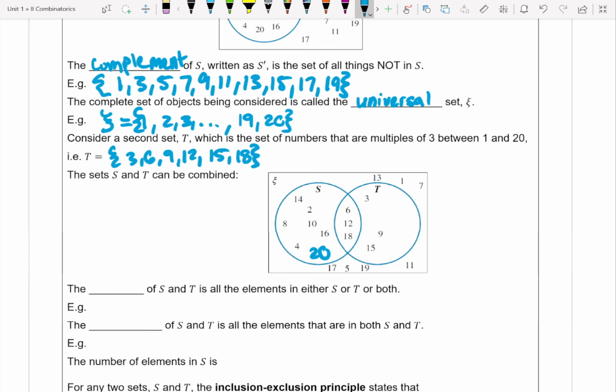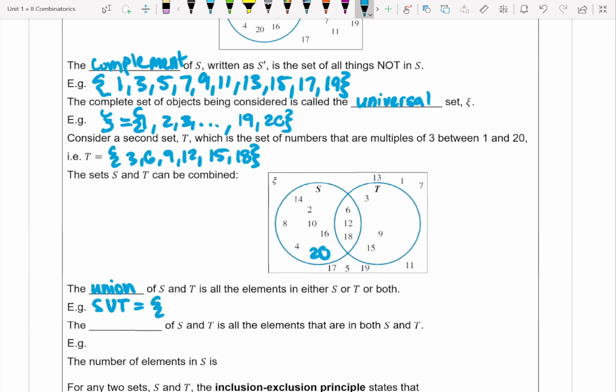So when looking at this Venn diagram, we have 3 bits of information we can get. It's everything that's in S, everything that's in T, everything that's in between, and I guess we have a 4th bit of information, which is everything that's outside of those 2 circles. So when looking at all of the elements in either S or T or both, that's going to be everything in these 2 circles. We call that the union. So S union T is going to be equal to everything except 1, 5, 7, 11, 13, 17, and 19.